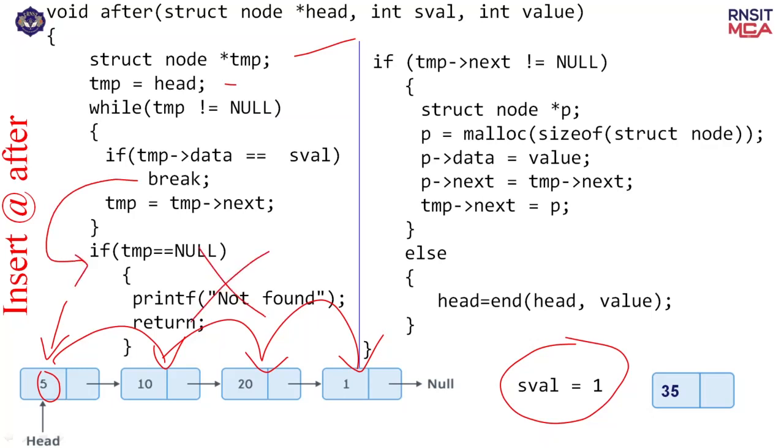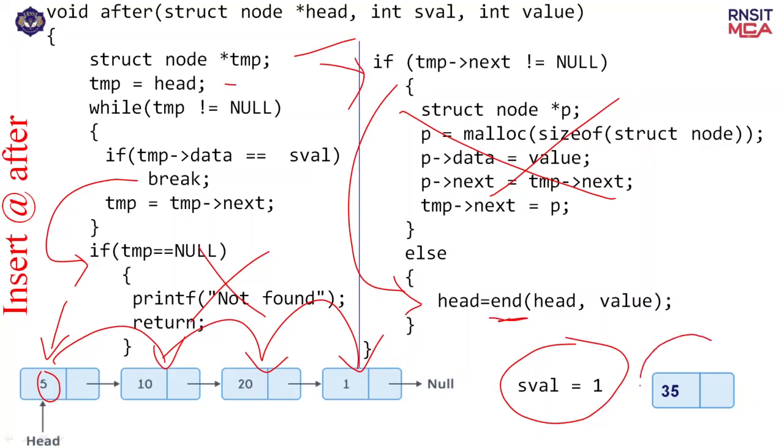So then this for if loop will not work. Next, it will come here. If temp of next is not equal to null... temp of next is equal to null, so this part will not work. So what will it do? It will directly go to this. It will call the end function. The end function we have written yesterday.